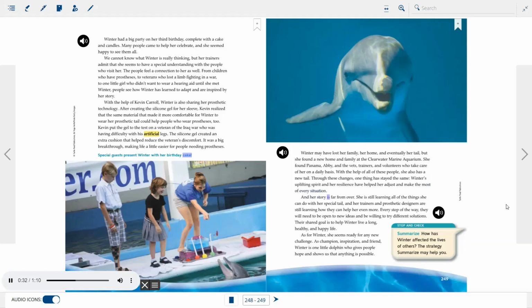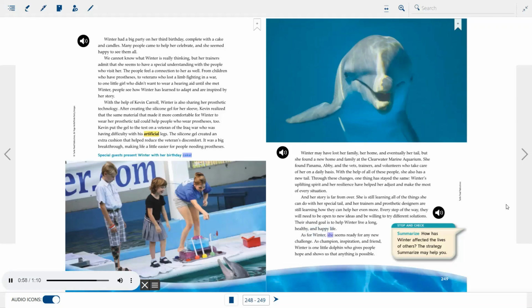And her story is far from over. She is still learning all of the things she can do with her special tail, and her trainers and prosthetic designers are still learning how they can help her even more. Every step of the way, they will need to be open to new ideas and be willing to try different solutions. Their shared goal is to help Winter live a long, healthy, and happy life.